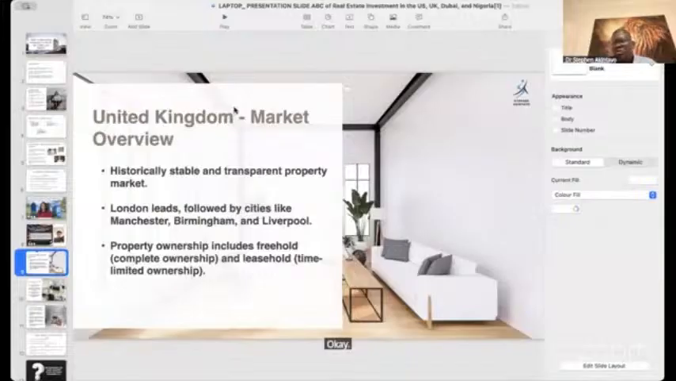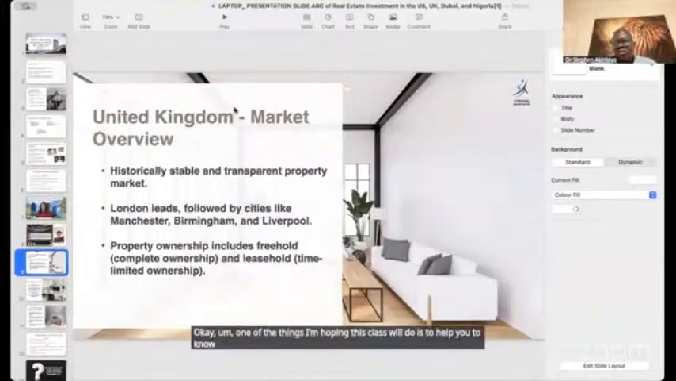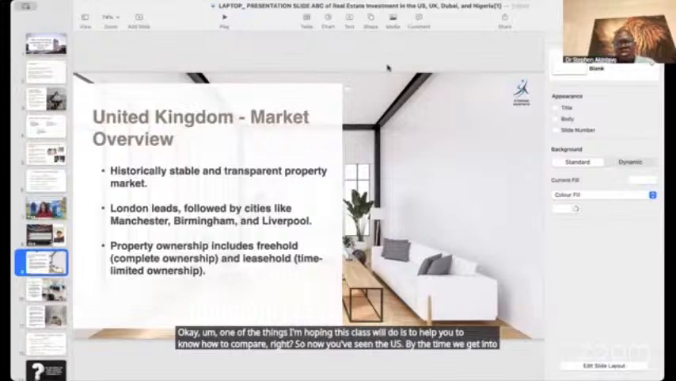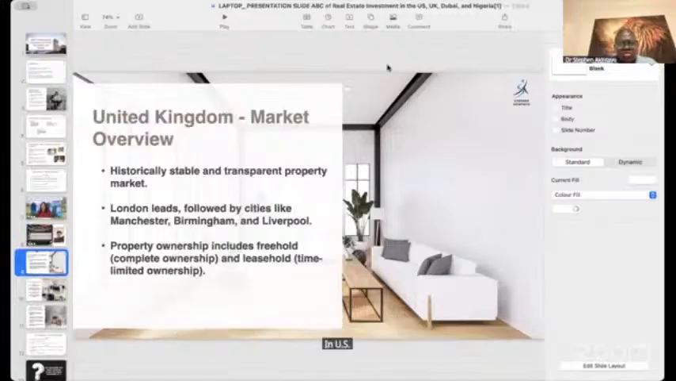Okay. One of the things I'm hoping this class will do is to help you know how to compare, right? So now you've seen the US. By the time we get into the UK, you can then compare and say, okay, so what's the advantage between the UK market and the US market? So let's look at the overview.